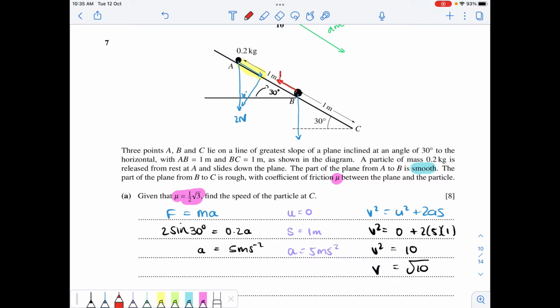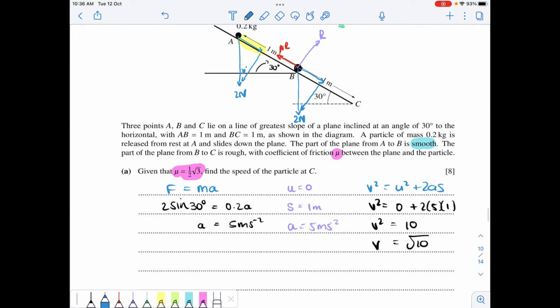So here we have friction, and in order to calculate friction, we need to know what the normal contact force is. And the normal contact force is the force that is perpendicular to the surface. So there's the normal contact force. Right, the next step is we just need to split the weight component once again up into two separate components. We have the weight component acting down the line of greatest slope, and we also have the weight component acting perpendicular to the line of greatest slope.